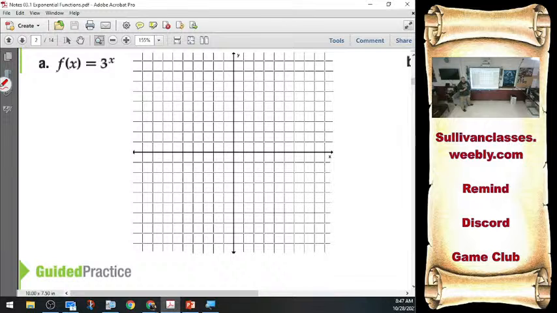Well, what is 3 to the 0? 3 to the first. 3 to the second. 3 to the third. 3 to the fourth. Do it in pieces. 3 to the fourth. 3 by 3 is 9. 3 by 3 is 9. 9 by 9 is 81. Do it in pieces. Okay?